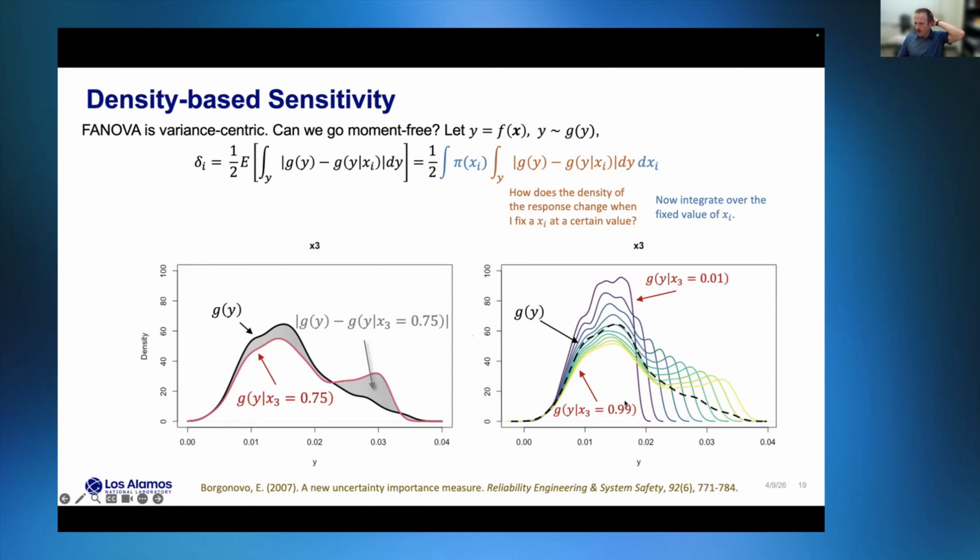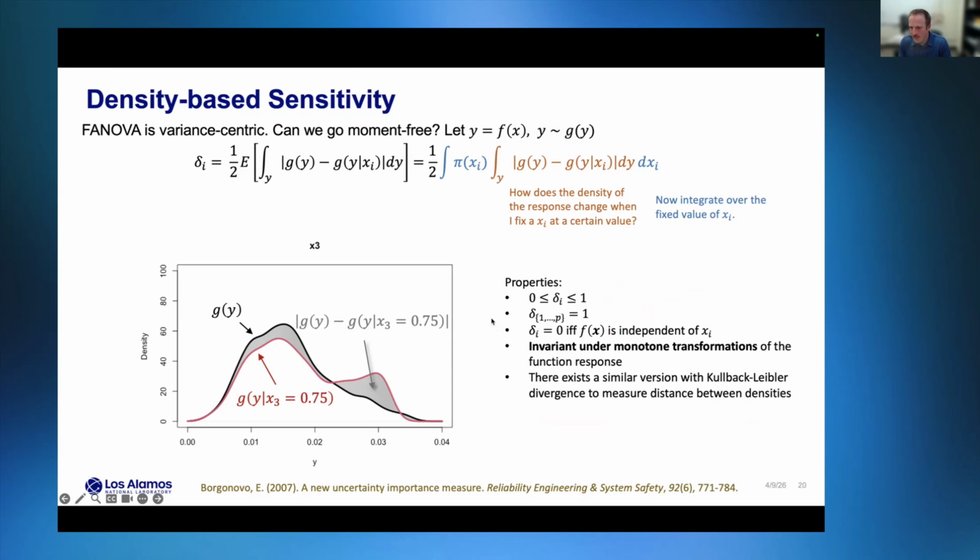And so you get a sense of what this metric is after. It's saying for each of these, I'm going to look at the deviation between that and this dotted line, the one that was not conditional on fixing x3 at something. And if I see that fixing x3 at different values is vastly changing the distribution of the response, then I know x3 is influential. And so taking an expectation over those finishes that.